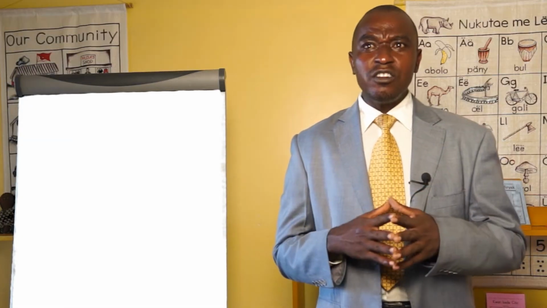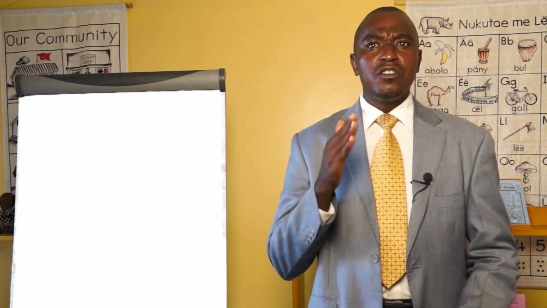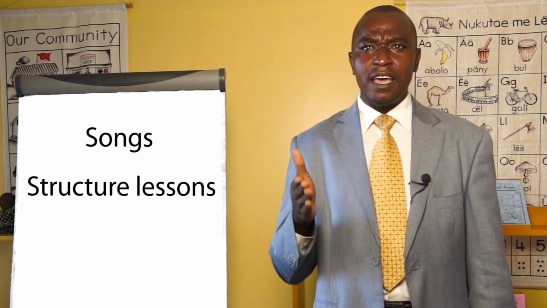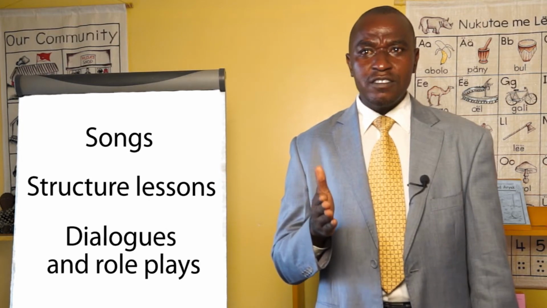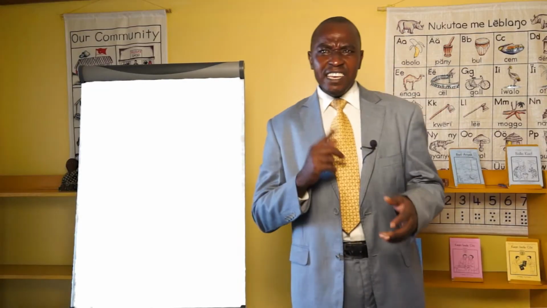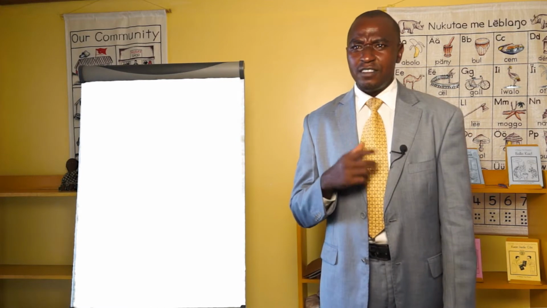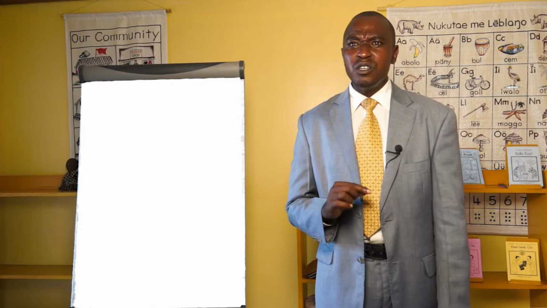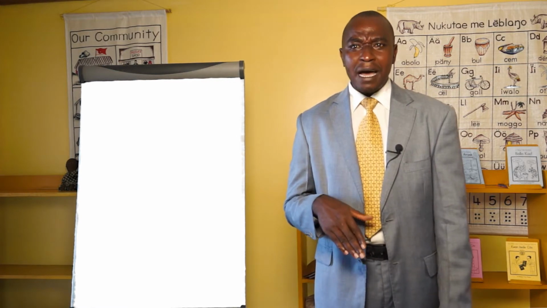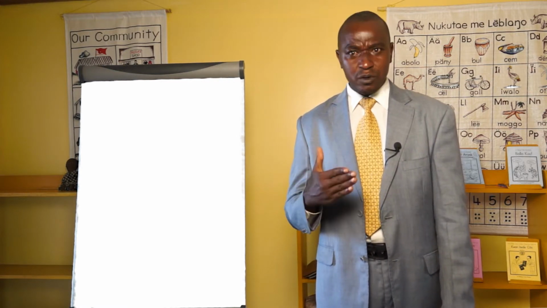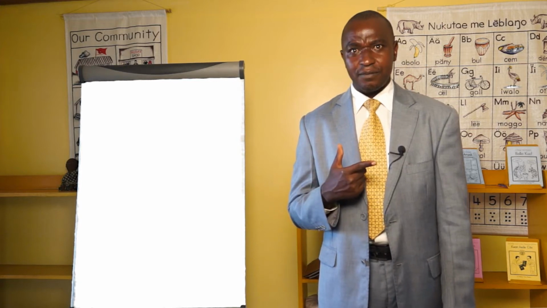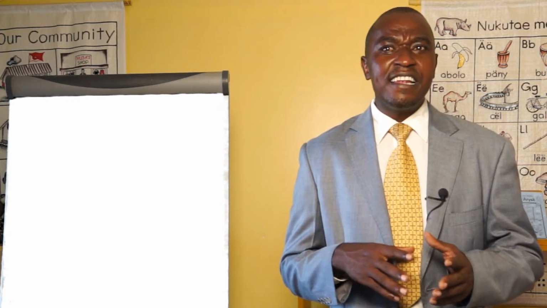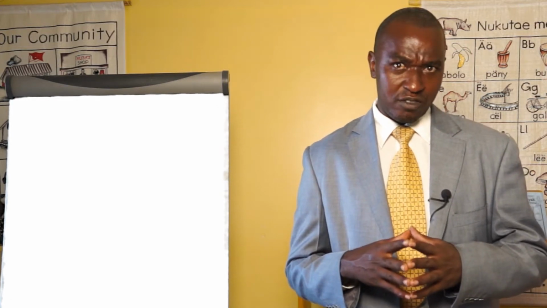The structures are taught in three different ways: songs, isolated structure lessons using visual aids, and dialogues and role plays. Each week's lesson also includes a list of structures to revise. These are structures which were taught in previous weeks but are used or could be used with the week's lesson. Let's look at how JB from Alede Primary School teaches structures and dialogues during his English lessons.